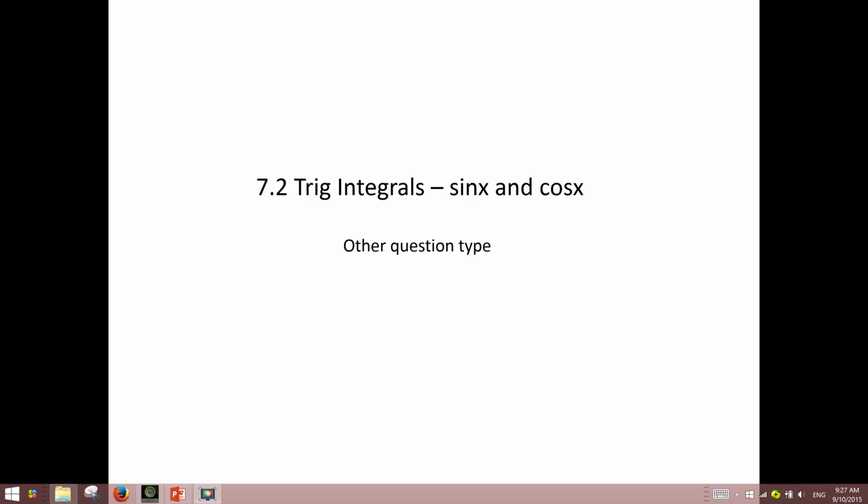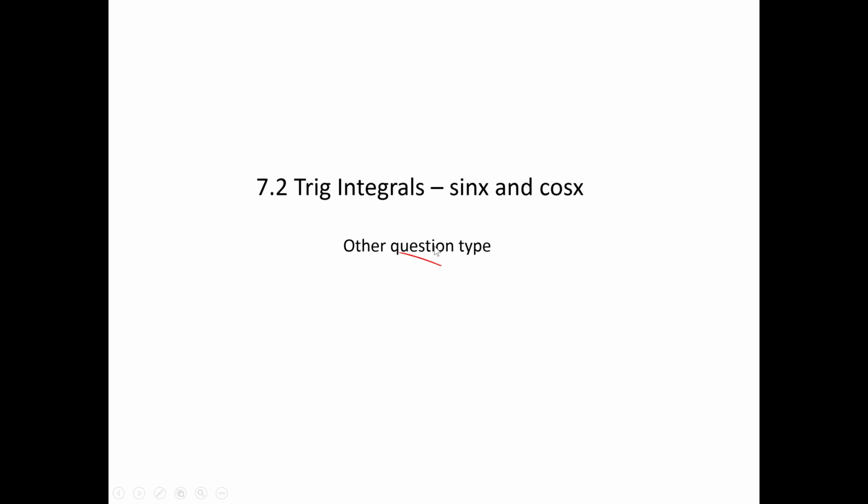Hi, in this video I will show you three more formulas. So I put them into other question tab. Also focused on sine and cosine, but they are pretty easy to apply. We just have a look of them. Okay.